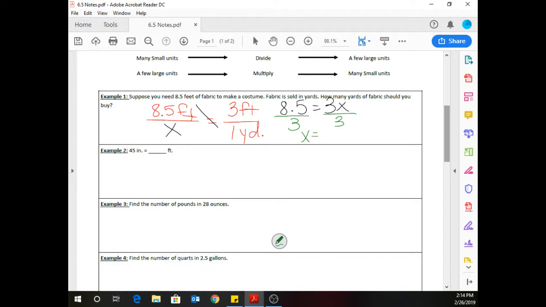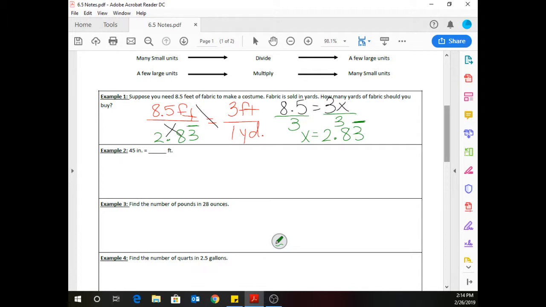So 8.5 divided by 3 is? You will have calculators, use them. 2.83. So you need to buy about how many yards of fabric? About 3. You need to buy about 2.83 yards of fabric. That's one way to do it. You do not have to do it that way.